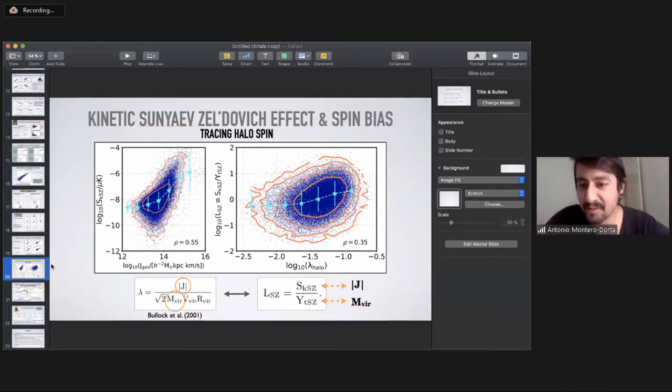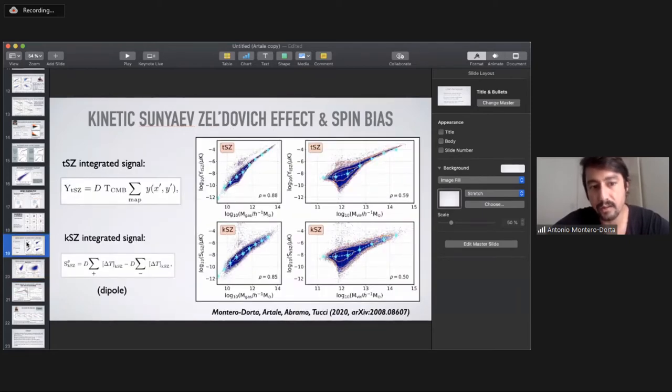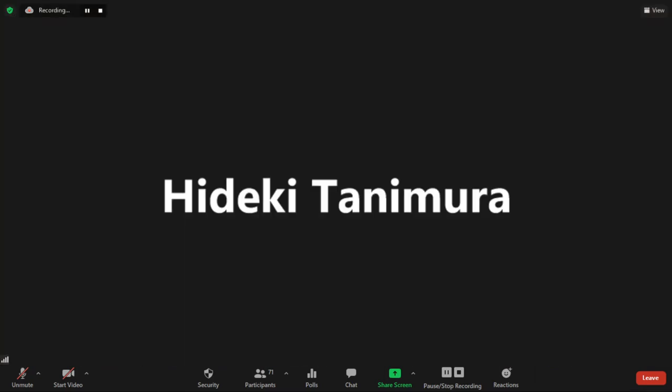Maybe I can actually help here. The kSZ effect is basically probing the intracluster gas. So the strength of the kSZ effect is proportional to the rotation of the gas, to the spin, to the angular momentum of the intracluster gas. The connection that we make here is that the intracluster gas is also tracing the halo, in this case the spin of the halo. For more massive halos, you typically have more gas. You also have higher angular momentum, higher spin. So this is what you should expect.